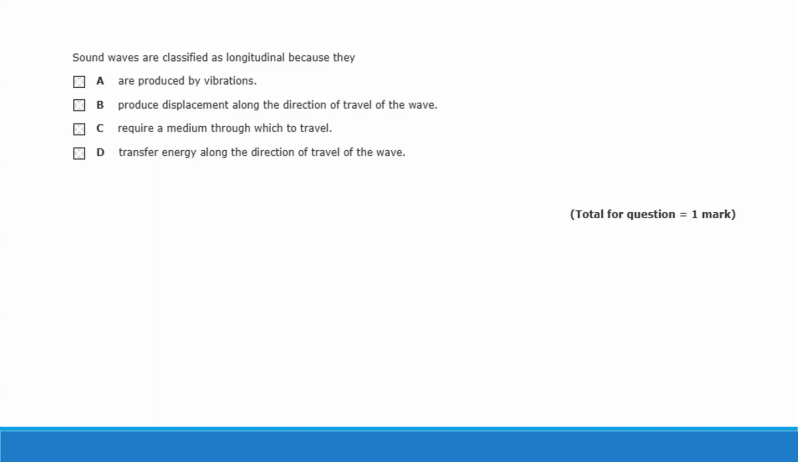They are caused by vibrations, however, they are transverse. Is it B, they produce displacement along the direction of travel of the wave? Does anyone think it's B? Yes, I think it's B. Yeah. Good, it's B. Excellent. It's the displacement, meaning if it's displacing in the same direction where the wave's traveling, that means it's vibrating in the same direction the wave is traveling. That means it's vibrating or oscillating in the same direction of energy transfer, because wherever the wave moves, it transfers energy.